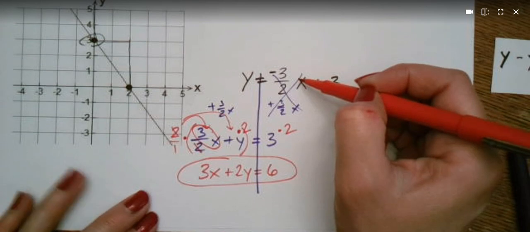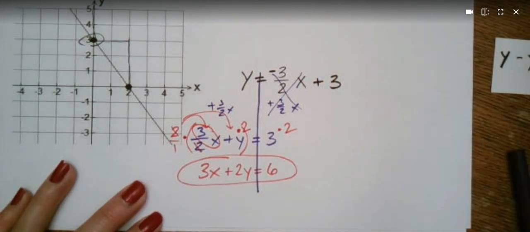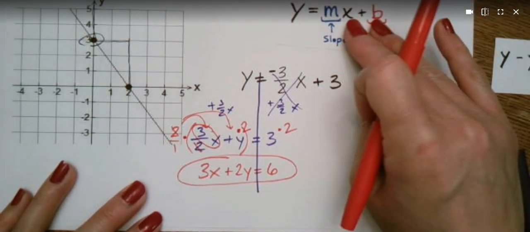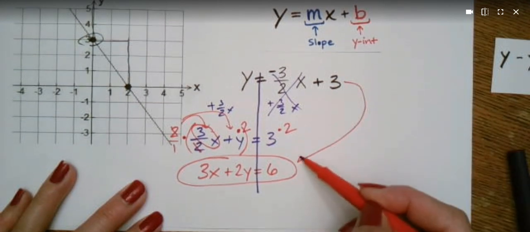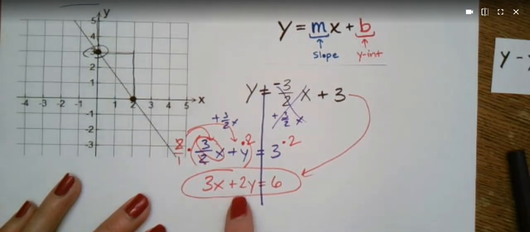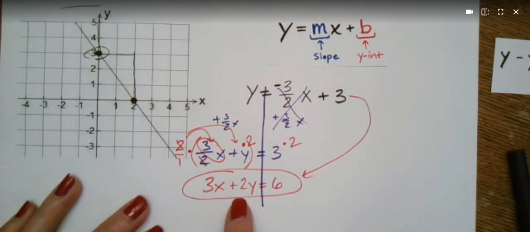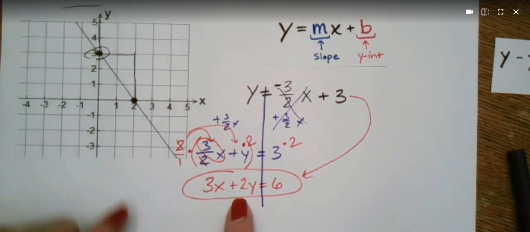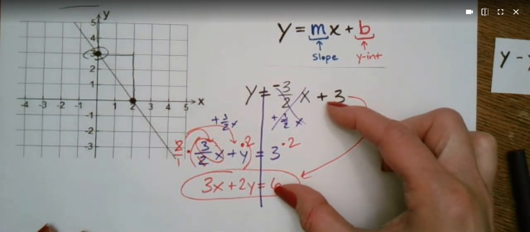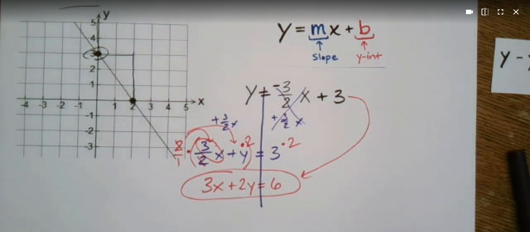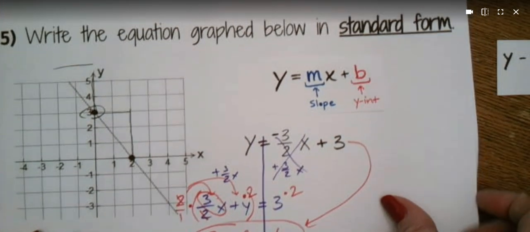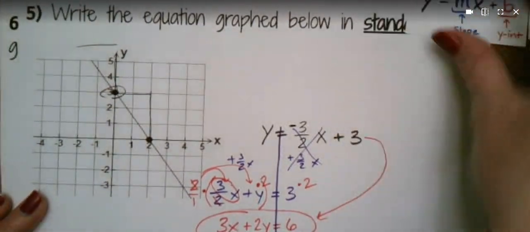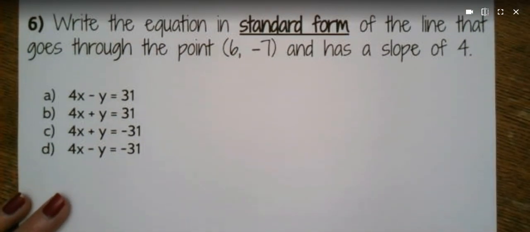So we had to start with a different form first. We chose slope-intercept form, right? And then we converted it into standard form. And this would be the linear equation in standard form for this graph right here. These two are equivalent. They're just both written in a different form, but they're talking about the same line. Okay, that was example number 5. Let's move on to 6.